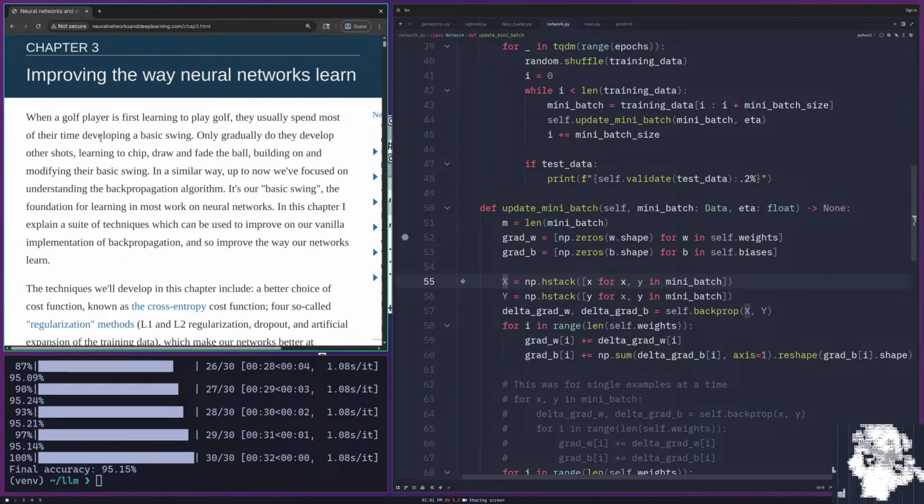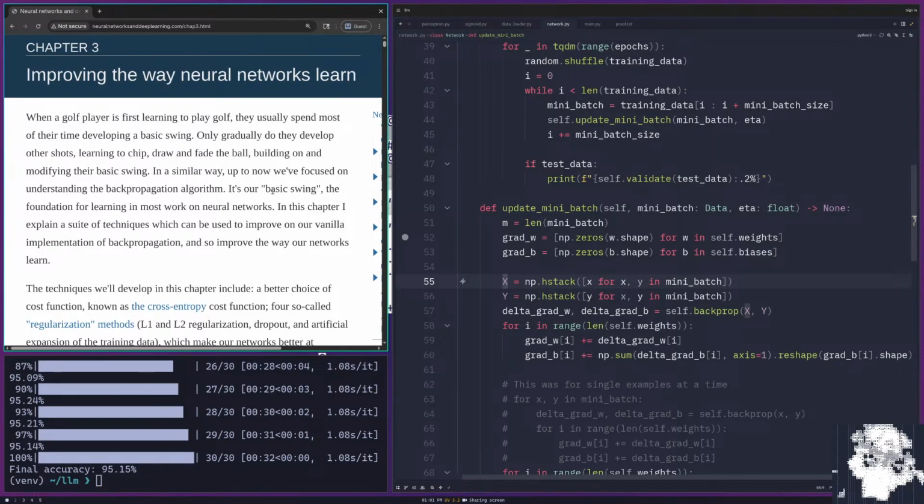So let's get going. Chapter 3, improving the way neural networks learn. When a golf player is first learning to play golf, they usually spend most of their time developing a basic swing. Only gradually do they develop other shots, learning to chip, draw, and fade the ball, building on and modifying their basic swing. In a similar way, up to now we've focused on understanding the backpropagation algorithm. It's our basic swing, the foundation for learning in most work on neural networks.